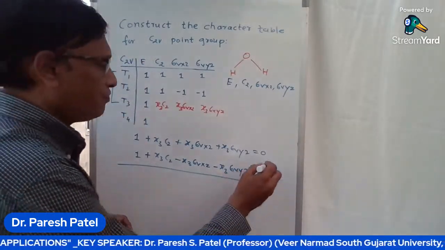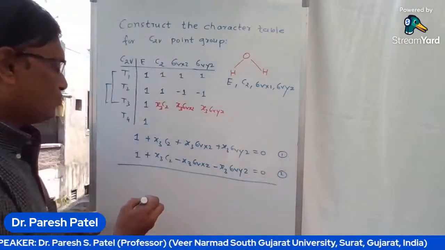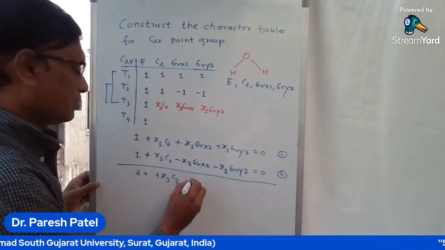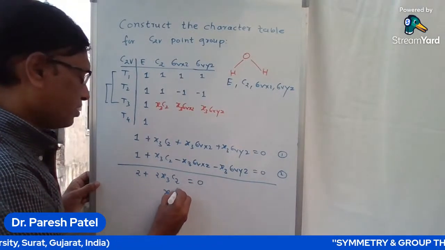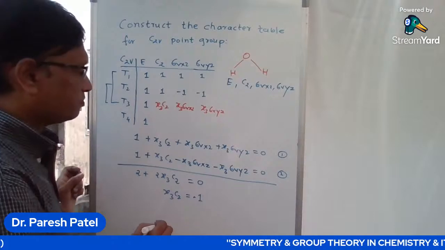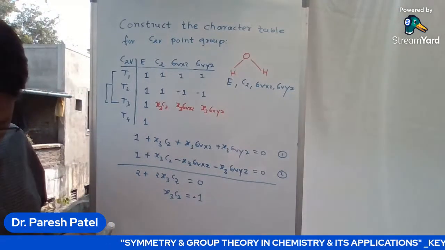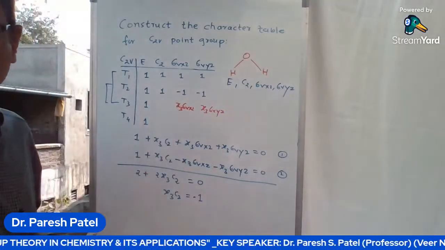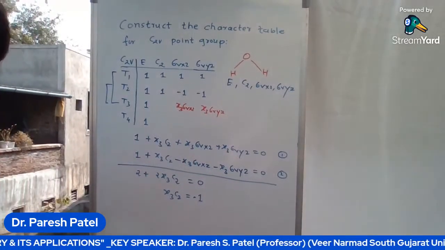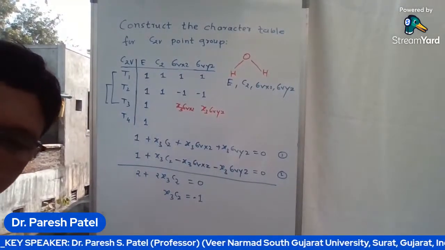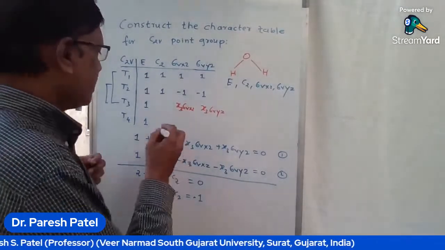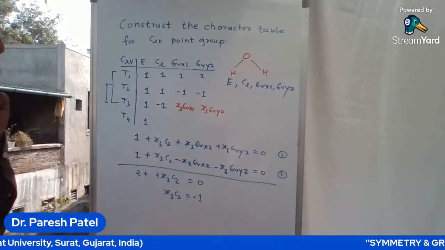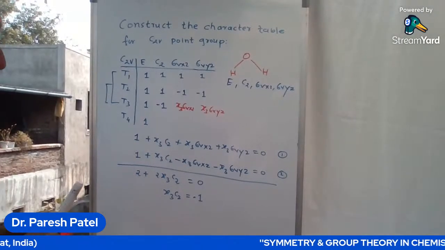Now add the first equation to the second one. So what will happen? 2 plus 2 character C2 is equal to 0. It means character C2 is equal to minus 1. So the value for character 3 C2 is equal to minus 1. Now substitute this value in the above equation.